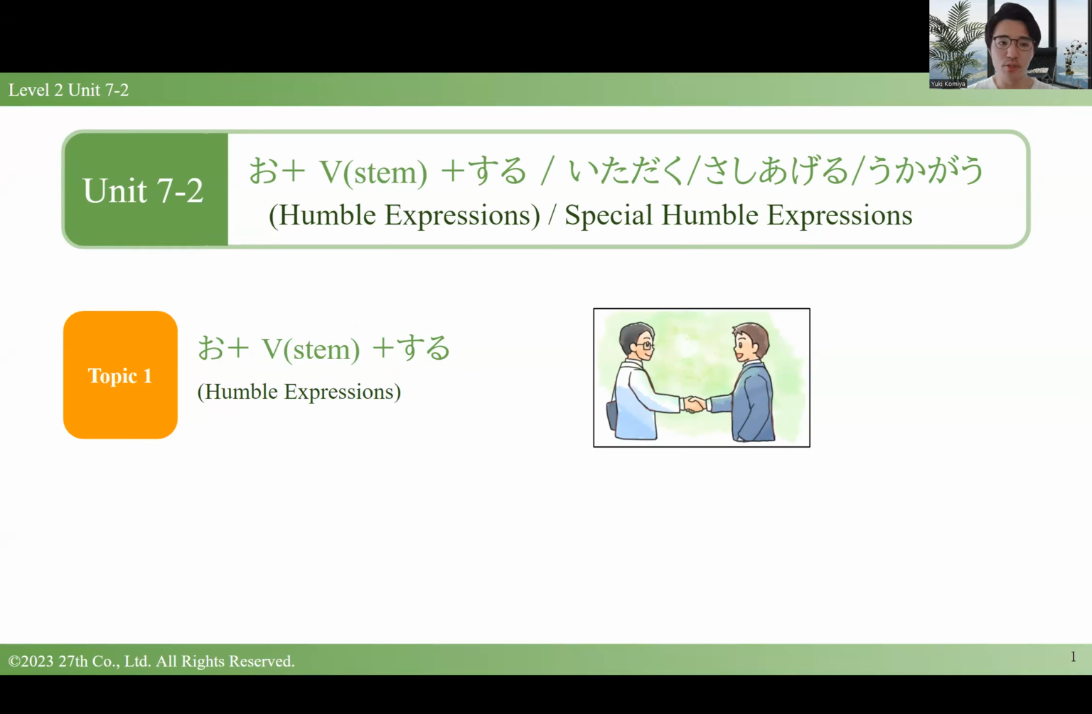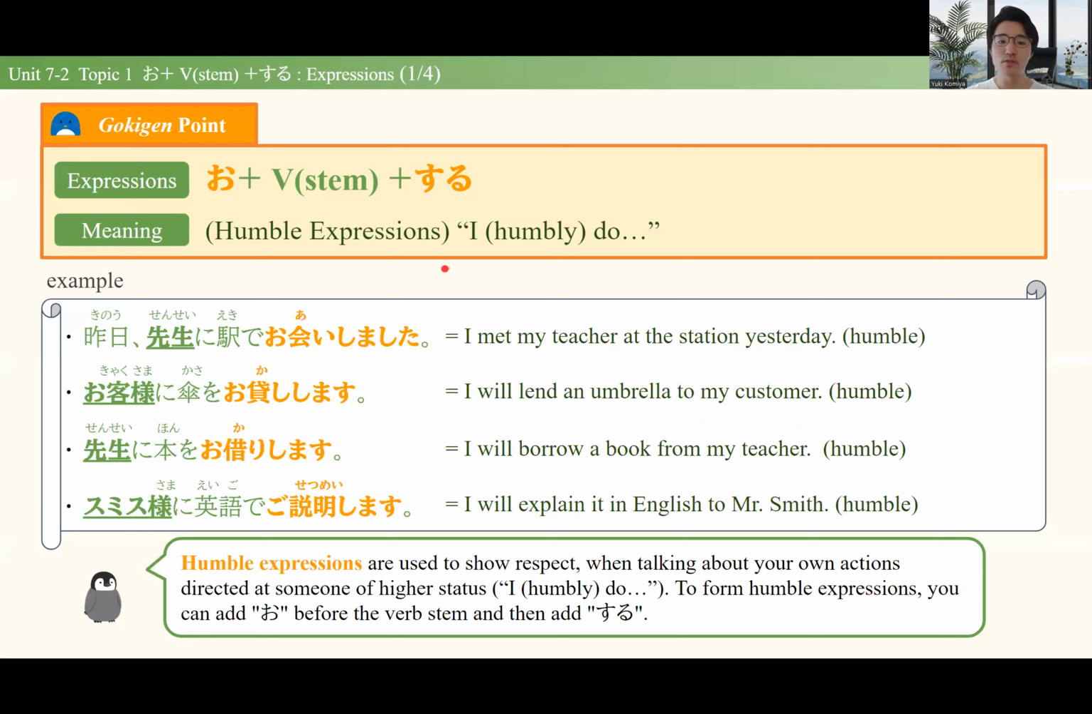Under the similar concept, we're going to learn this new concept of humble expressions. So humble expressions are what we use when we talk about our own actions, especially the actions that are directed at somebody who's higher social status than you. If we translate it to English, it will be something like, I humbly do something for you, to you. To make it, we take the verb stem, we kind of sandwich it with o and suru, or verb stem suru. This will make your action humble.